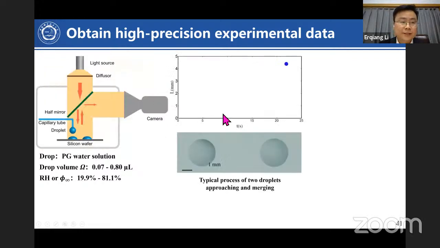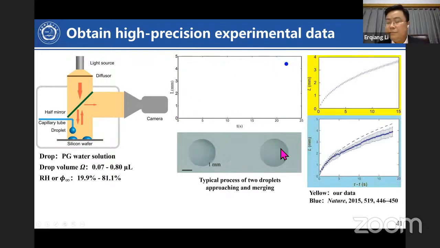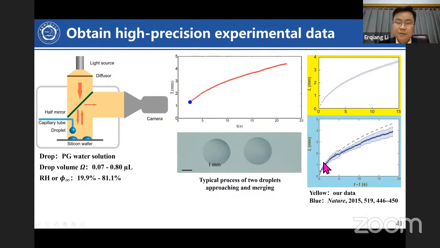Okay, so let's see this configuration, I mean the setup. This is a typical video to show the attraction of these two drops. If we compare our data with the previous data, we see the spread in our data is much smaller than the 2015 paper, right? So this is first what we need to get high precision data, then we do the analysis.